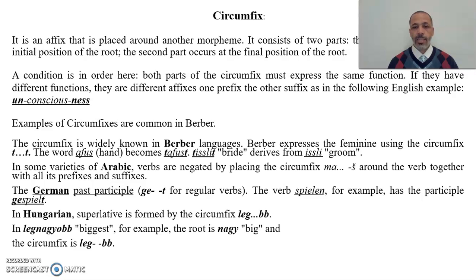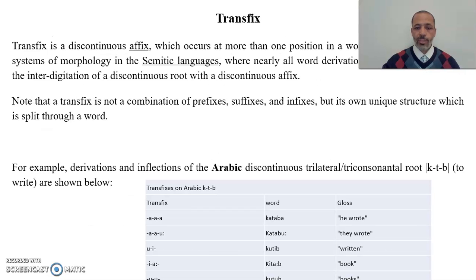But a good example of circumfix comes from a language like Berber, where the feminine of isli is tislit. You have t at the beginning and t at the end. Both of them are necessary. You cannot say tisli, you cannot say isli. You have to say tislit so as to derive the feminine form of the word isli. You have other examples in German, in Hungarian. You can read them for yourself.